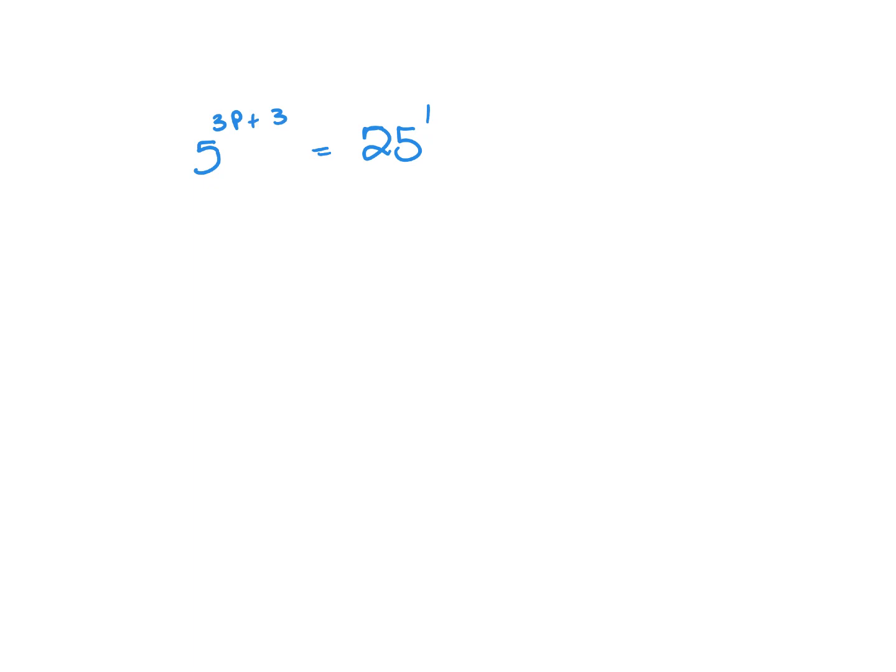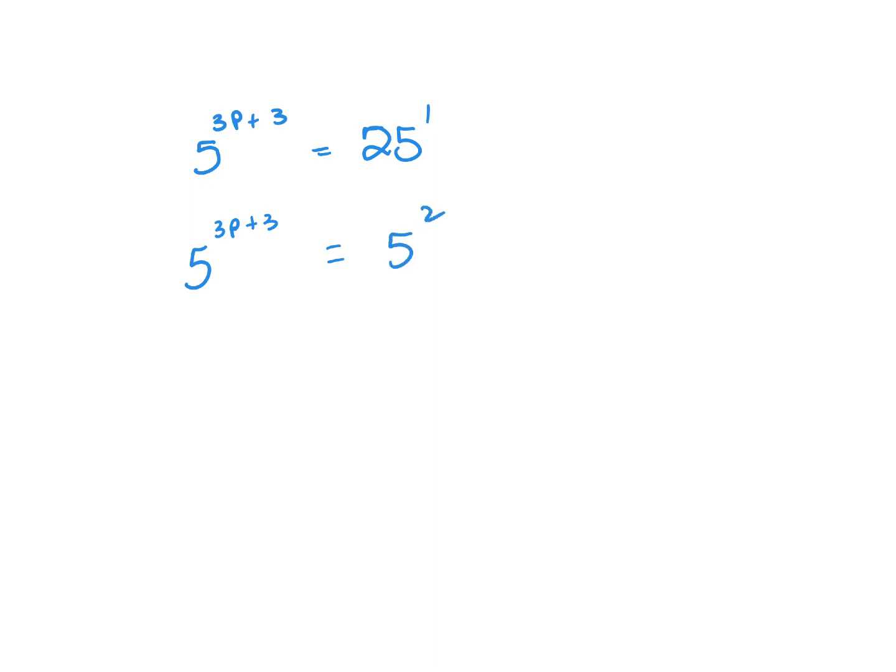5 what? Not division or multiplication, but exponential. 5 to the what? Second. 5 squared is 25. So this is going to be 5 to the 3p plus 3 equals 5 squared.